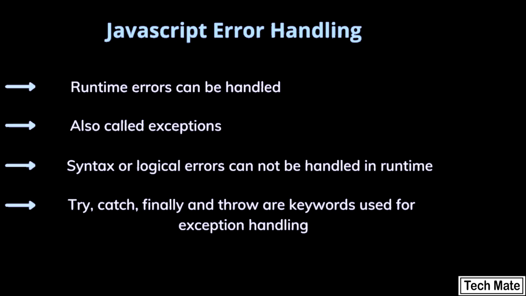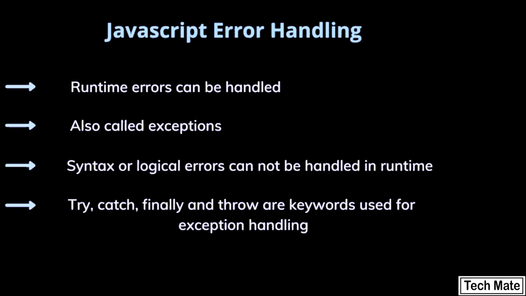But during the execution, anytime something may cause an error at runtime, and those runtime errors are called exceptions. At runtime, only the exceptions can be handled. For example, if you have any syntax or logical errors, we will not be able to handle such things. But if it is any runtime error or exception, that can be handled.